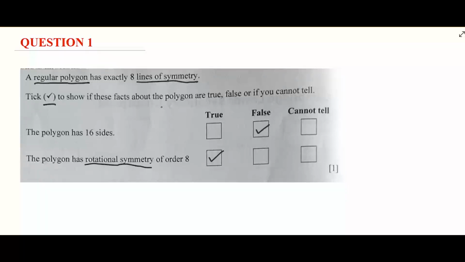So for any regular polygon, the order of rotational symmetry will be exactly the number of equal sides you have there. If a regular polygon has 8 lines of symmetry, it means that the polygon has 8 sides. It also means that it has rotational symmetry of order 8. So this will be the solution to question number 1.